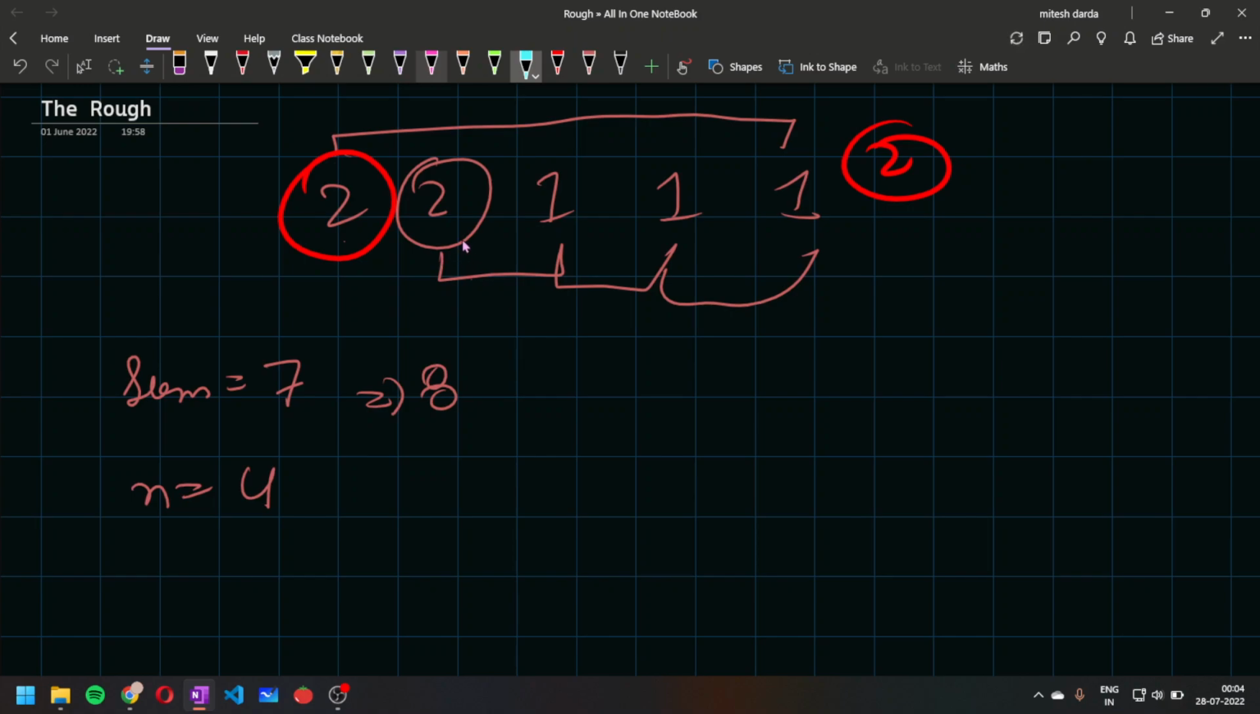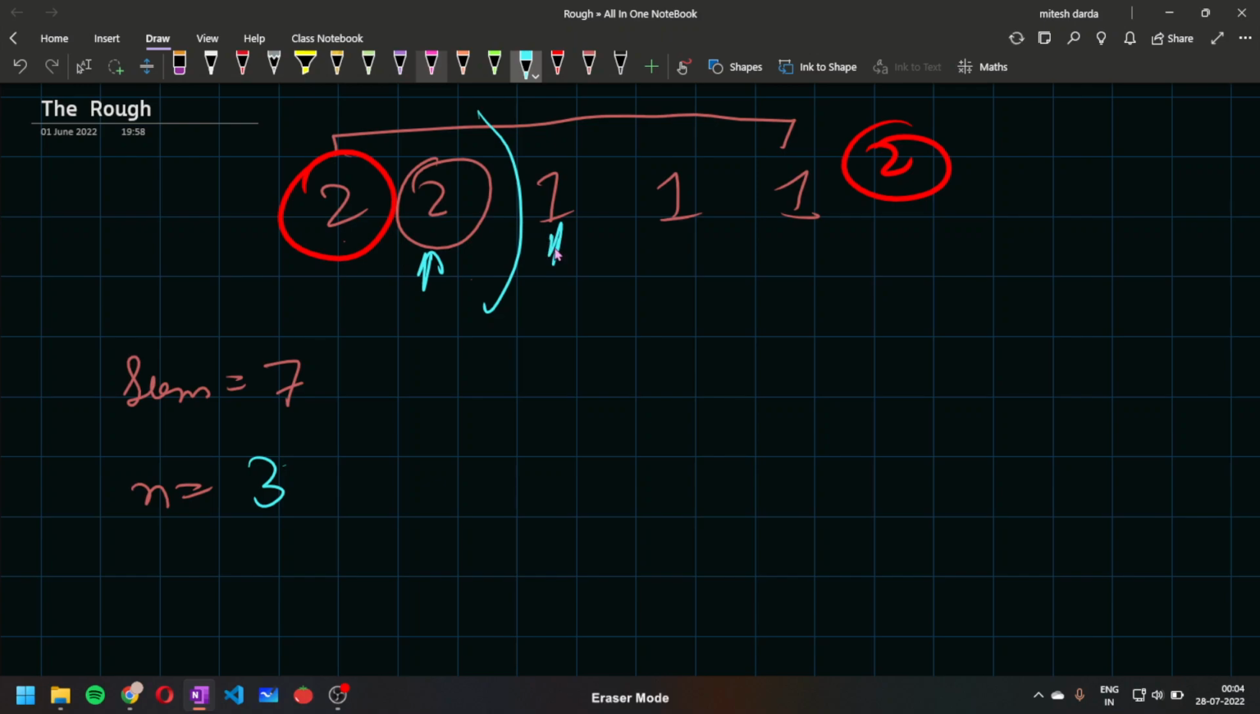Now the sum is still less, so we make the other person leave as well. So we again have a total sum of 7, but now we have 3 persons. The first person has a total of 1 coin, and the sum is 7. That means we can equally distribute between all of these persons.